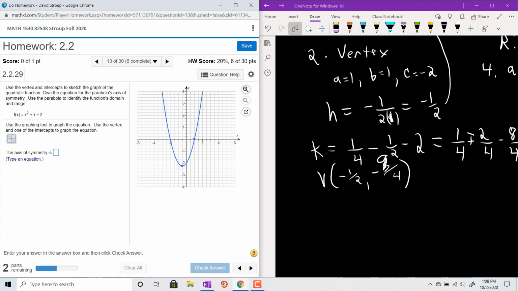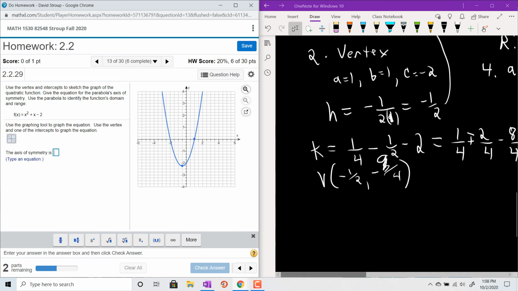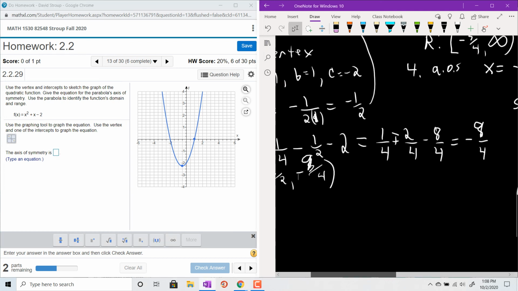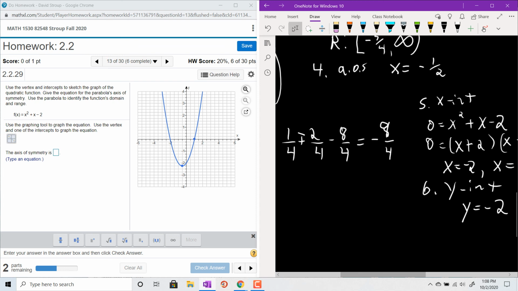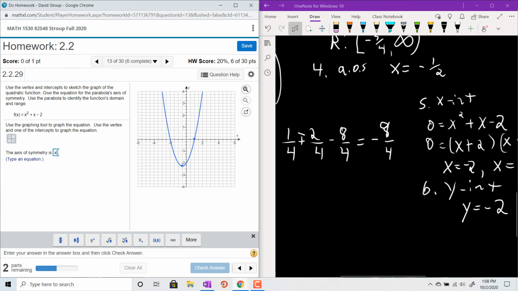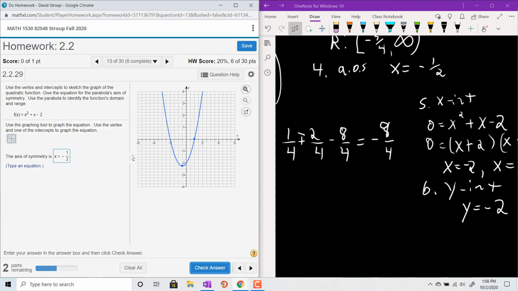All right, the axis of symmetry. Here it says in parentheses type in equations, so you have to be careful. You can't just write in negative 1/2, right? You have to write x is negative 1/2, and then that'll do it.